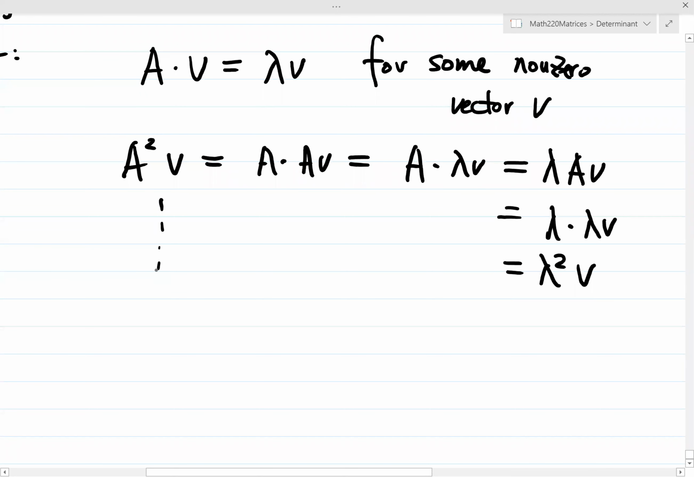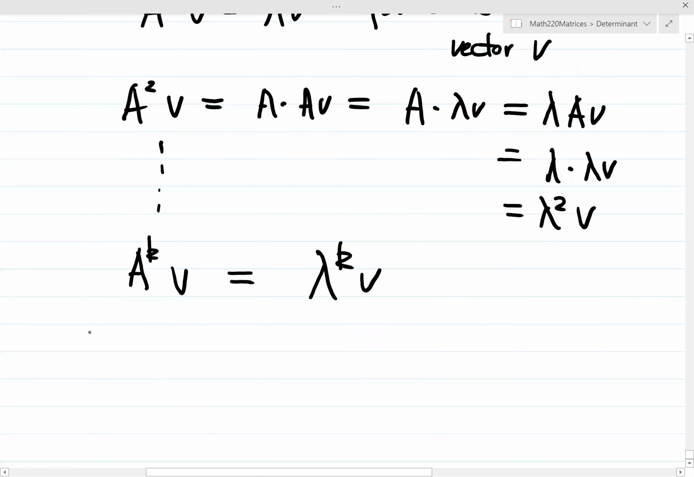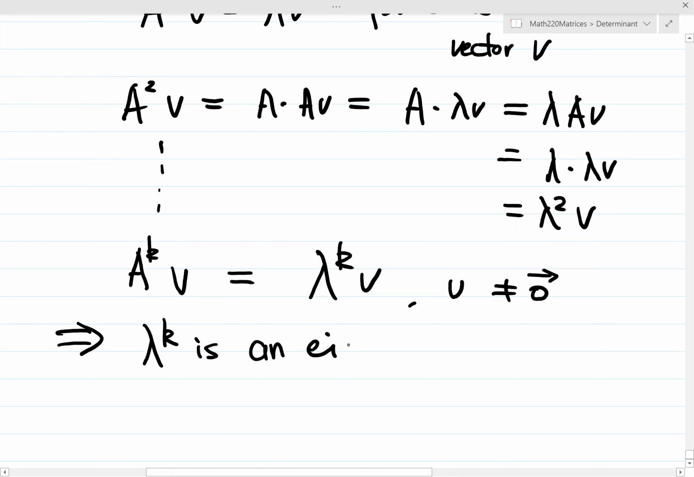Apply A to the above equation again and again. So finally we get A to the power k applied to V, and we get lambda to the power k V. So by definition, here V is a non-zero vector. So we get that lambda to the power k is indeed an eigenvalue of A to the power k. Then we're done for this. Okay.